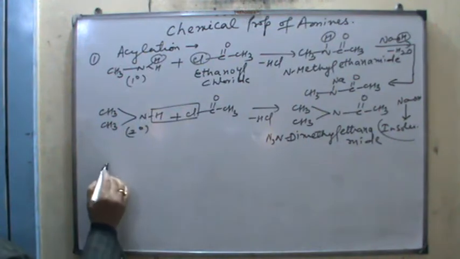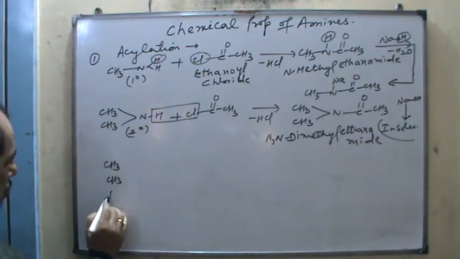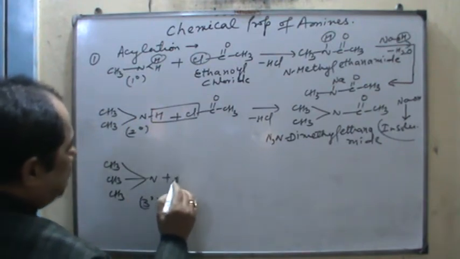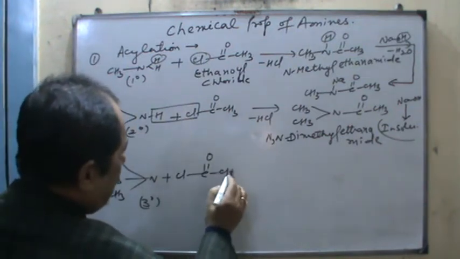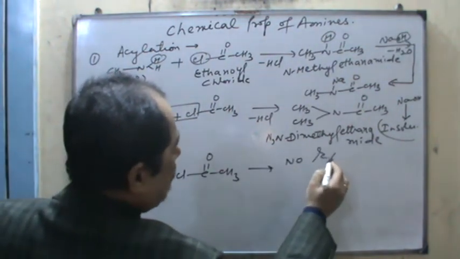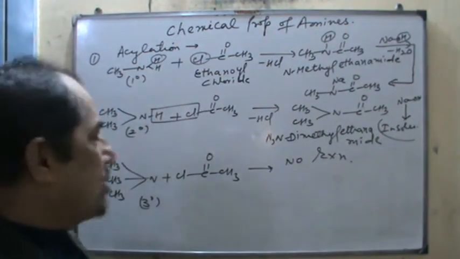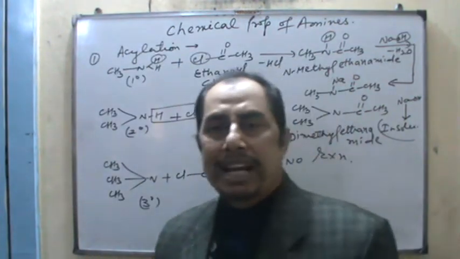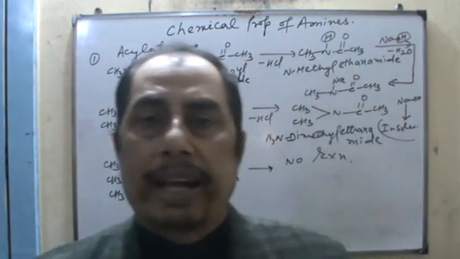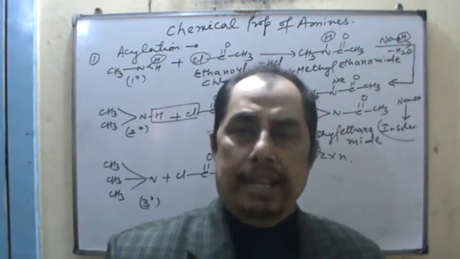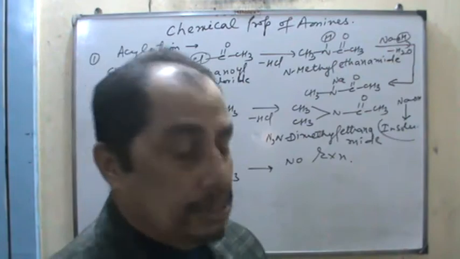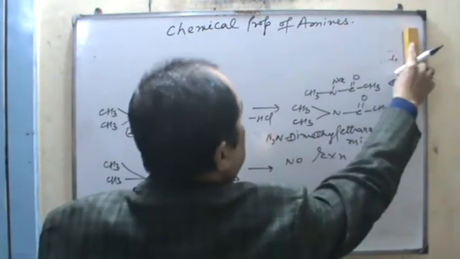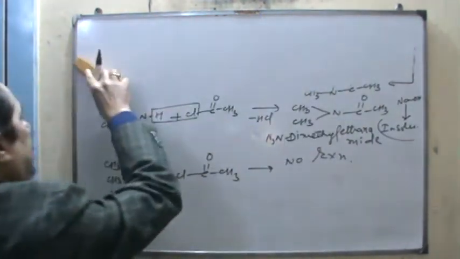Next we take the 3 degree amines, CH3 3 times, it is 3 degree amine plus ethanoyl chloride. Now I write here no reaction. It will not react because tertiary amine does not contain any active hydrogen atom. So the way we can distinguish primary, secondary and tertiary amine is by taking acetyl chloride or acetic anhydrides, the product will remain same. If this reaction takes place with the help of benzoyl chloride, that is known as benzoylation, right?